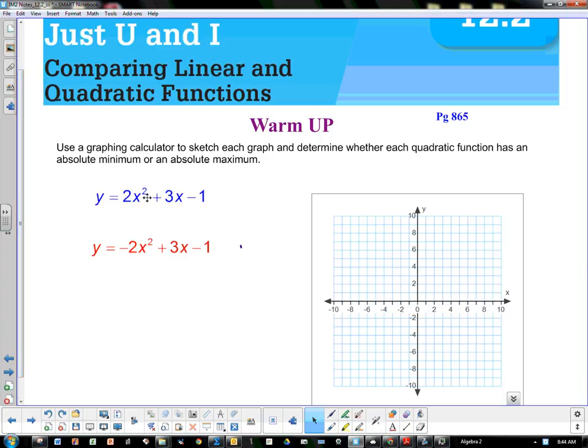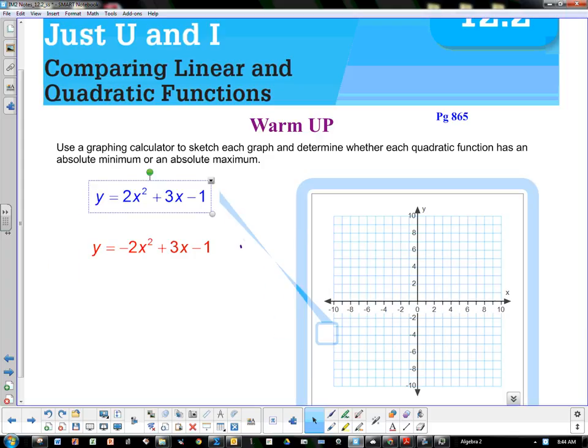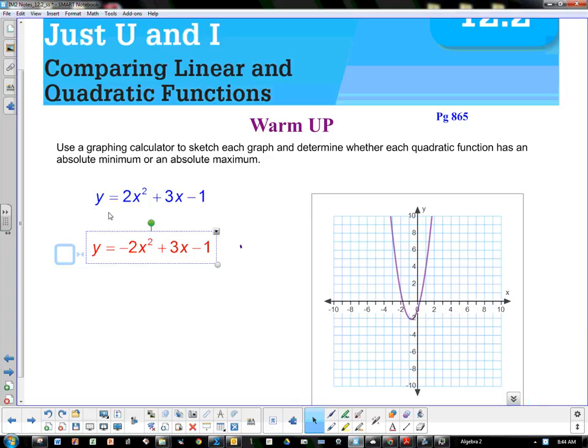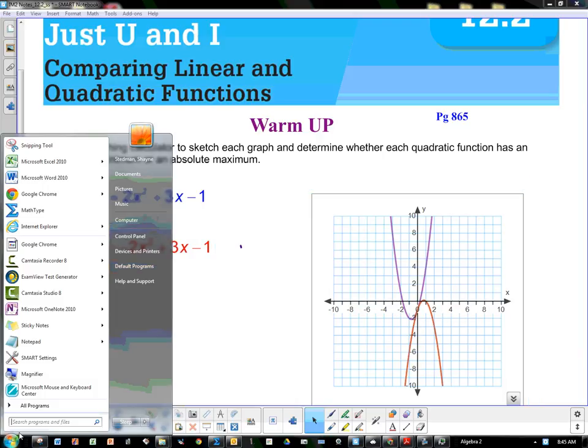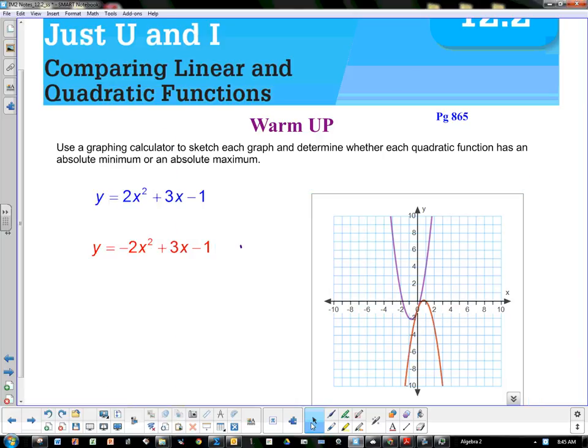This blue function. Please tell me, does this function right here open up or down? Up. Okay, absolutely. It does open up. All right? This red function here, up or down? Down. Now, the smart board is not going to indicate any kind of arrows, so I'm going to draw those on. All right? So those are two quadratics.